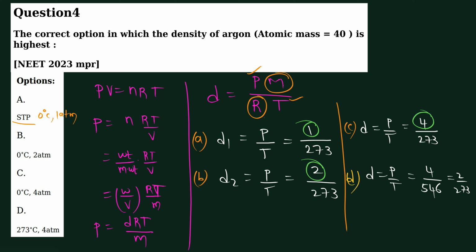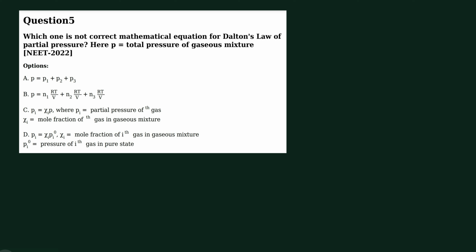Now you see in all options the denominator value is the same. Then you check the numerator value. Here the numerator value is 1, here it is 2, here it is 4, and here it is 2. All denominator values are the same, so you check the numerator. The numerator in option C is 4. This means the density is more at 0 degrees Celsius and 4 atmosphere pressure. The density of argon gas is more compared to the remaining options. Okay, then move on to the next question.